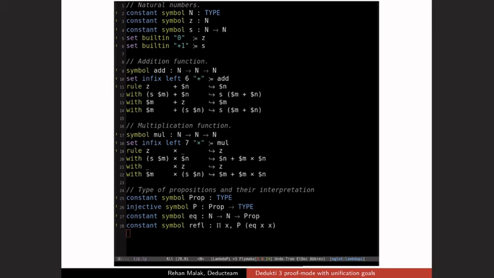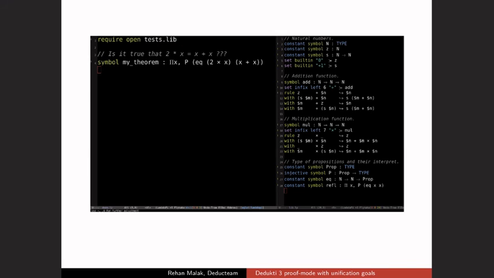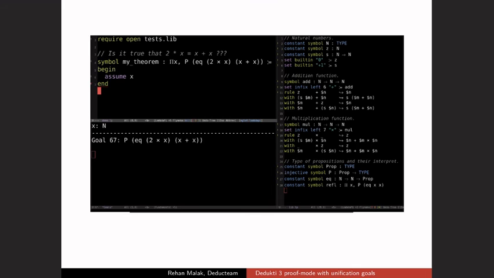So you now have a hint on the syntax of Dedukti, but these are only declarations, and there is no interactivity for now. So let's prove a very simple theorem, the fact that 2 times x is equal to x plus x. We don't want to declare a theorem, we want to prove it. So we want to build this lambda term. So we go in the proof mode, and we write our first tactic.